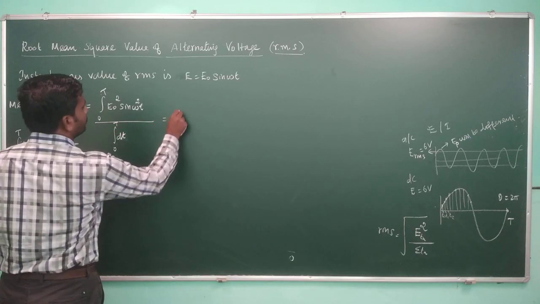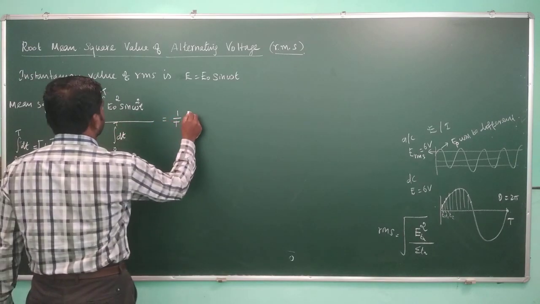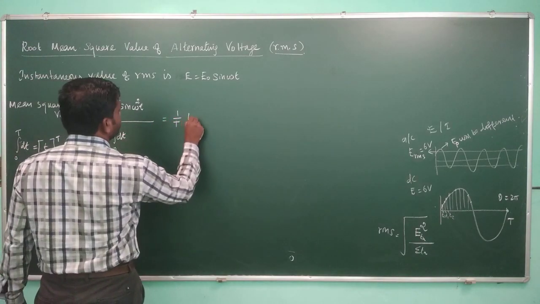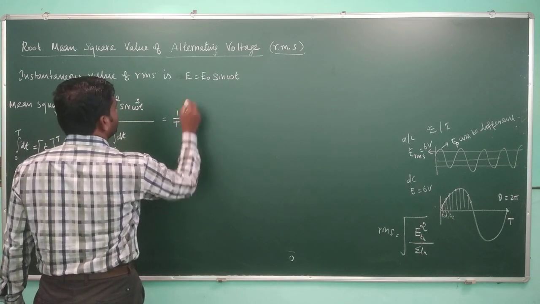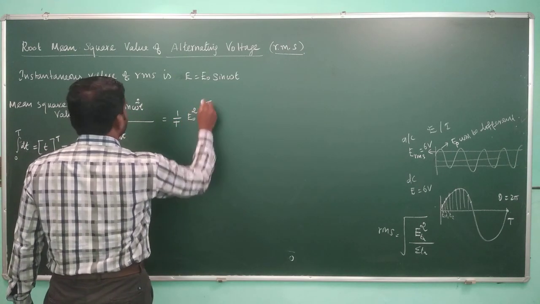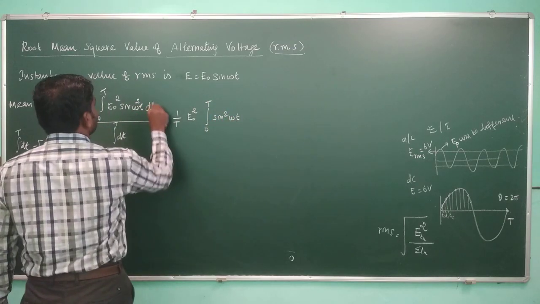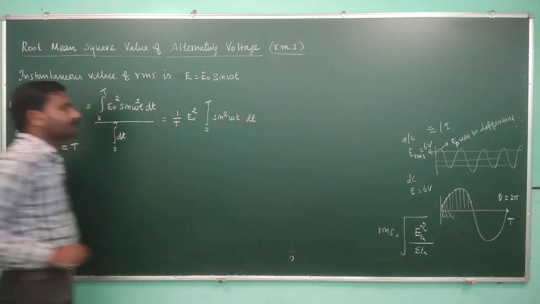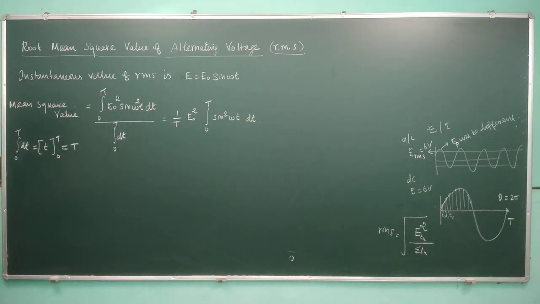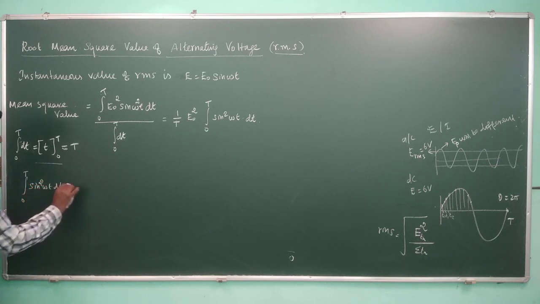So this becomes 1 over T, and E naught square becomes a constant, so E naught square comes out, times the integral from 0 to T of sine square omega t into dt. Now you cannot directly integrate sine square, so we have to convert it.